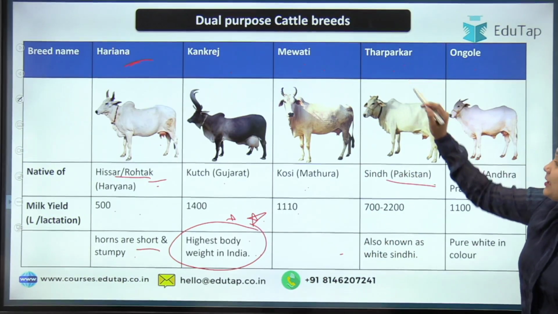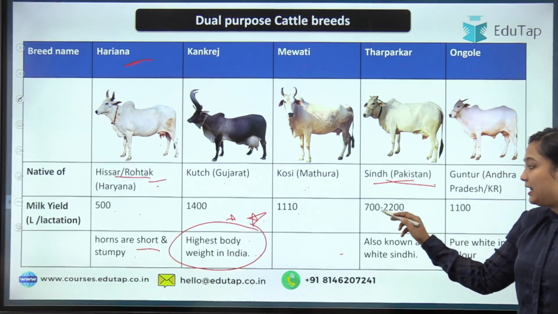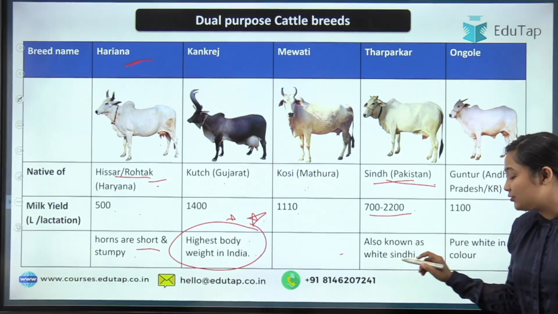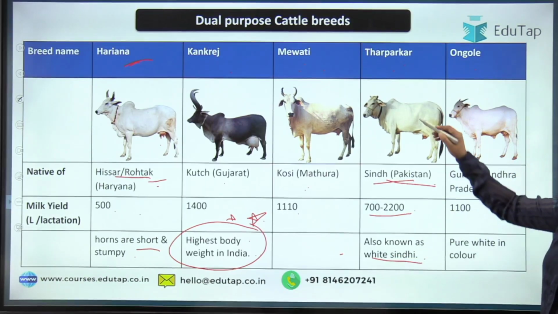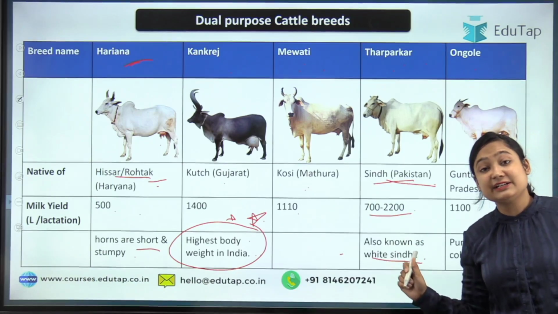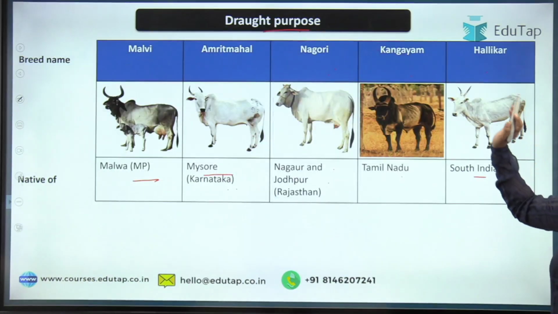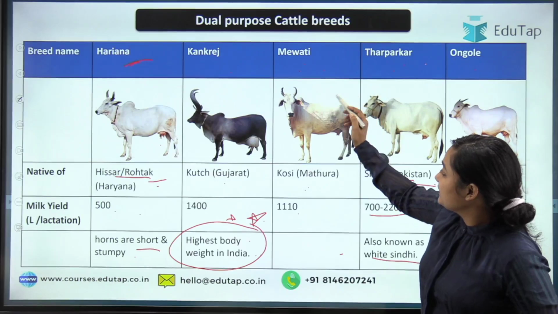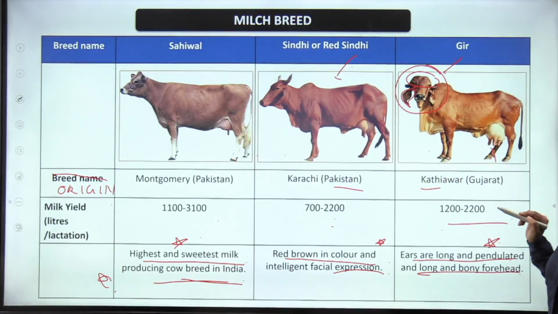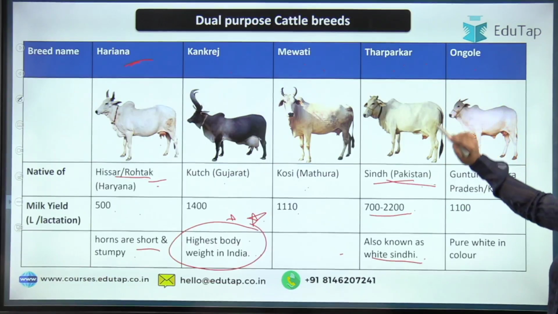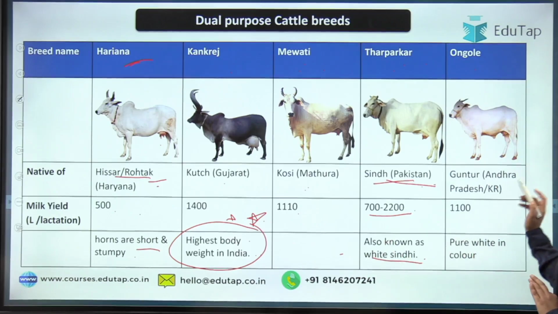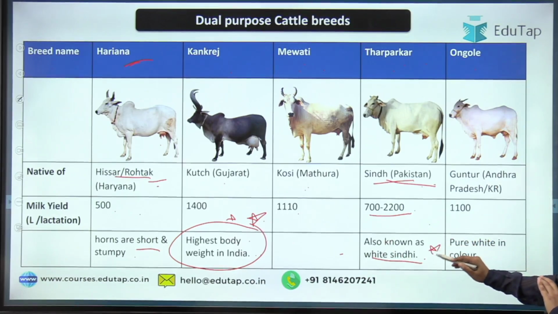Again, the Tharparkar, it is from the Sindh area, and the milk yield is 700 to 2200, also known as white Sindhi. So white Sindhi or Tharparkar, don't get confused. Okay, red Sindhi is different, white Sindhi is different. See, red Sindhi you can see here. This is red Sindhi, and this is white Sindhi. White Sindhi is your dual purpose. Don't forget, don't get confused. A direct question can be asked from this particular point again.